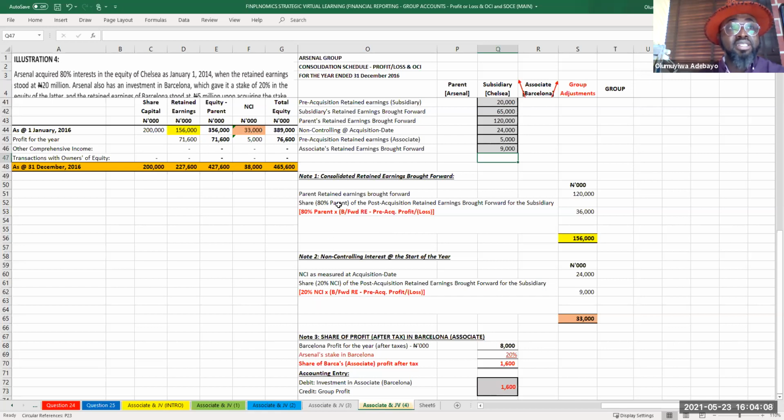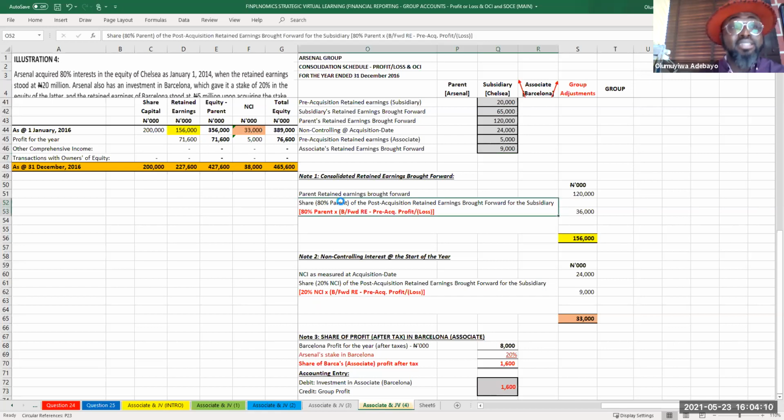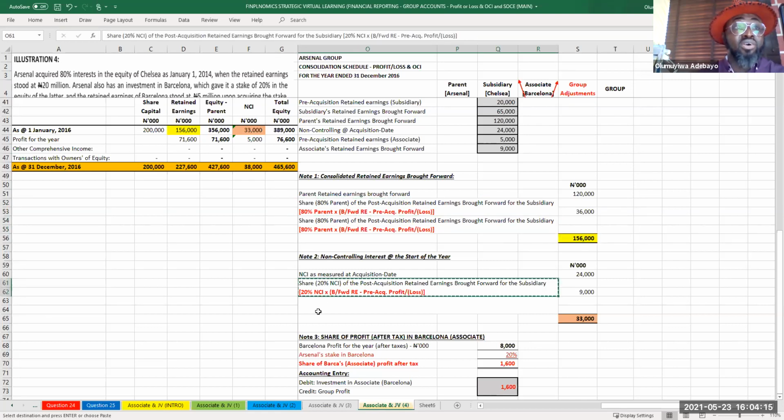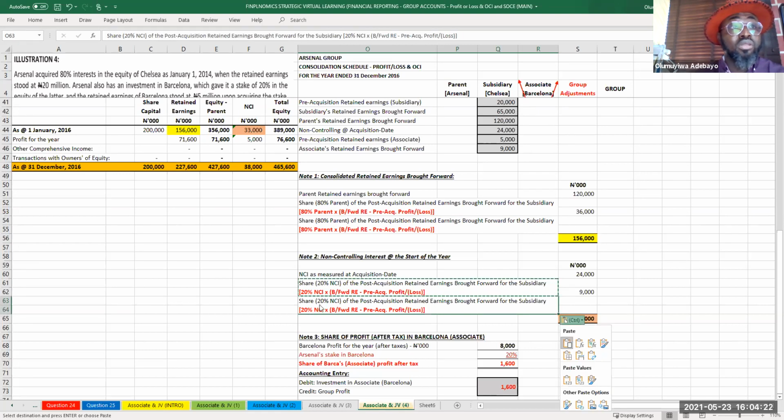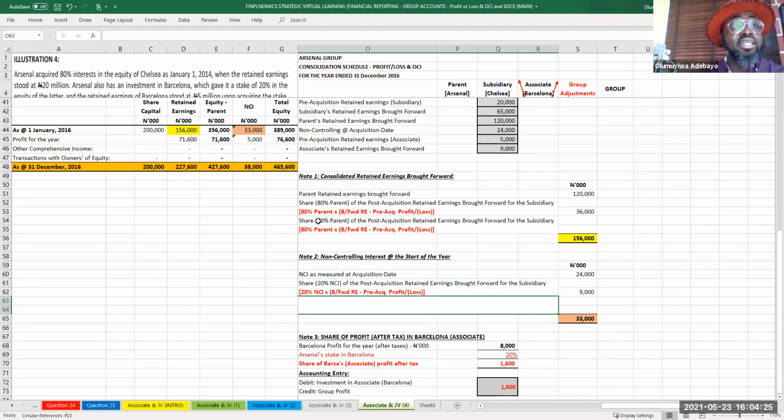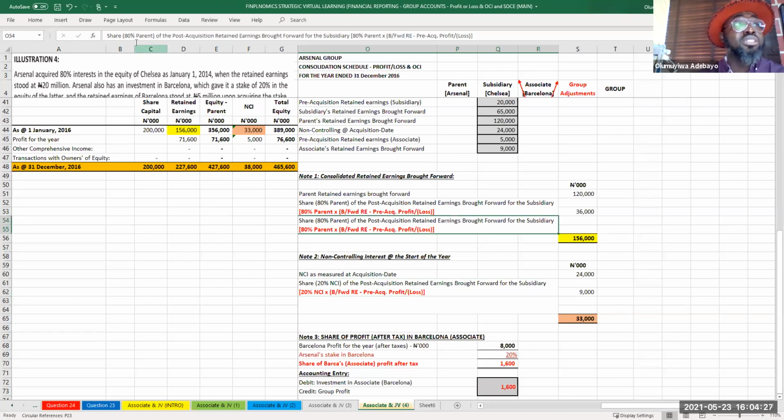The same thing we did for NCI, now we are going to replicate exactly the same thing for associates. But what is the difference? Instead of referencing the 80%, it will be 20%, which is what the parent has at stake in the associate. I'll change subsidiary to associate, okay, and that is it.